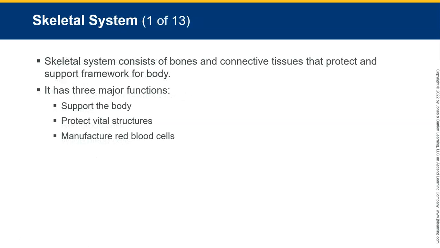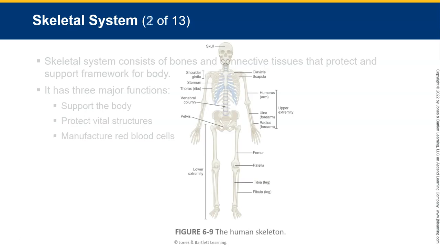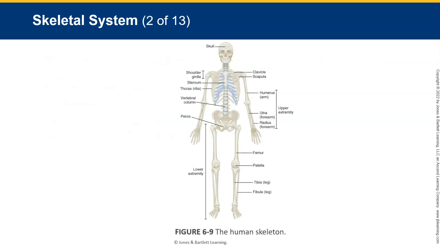The skeletal system supports the body, obviously. It consists of bones and connective tissues that protect and support the framework for the body. It has several different functions: it supports the body, and it protects vital structures like the heart and the lungs, which need to be protected. And one neat thing is that within the medullary cavity of particular bones, you'll see the manufacture of red blood cells.